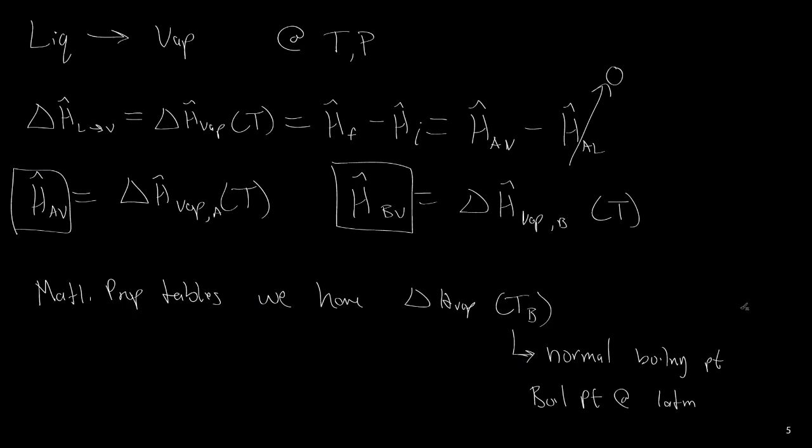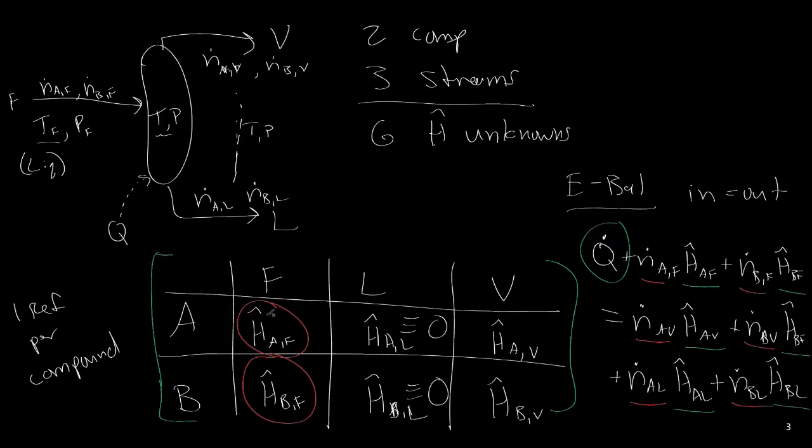And there is a video lecture available that discusses how we can estimate the heat of vaporization at some unknown or some arbitrary T and relate it back to the heat of vaporization at the boiling point. So that's saved for a different lecture. So going back to our table, we've defined our reference condition as the liquid flow rate stream. So the specific enthalpy of A in the liquid stream is equal to 0. The specific enthalpy of B in the liquid stream is also defined as 0.